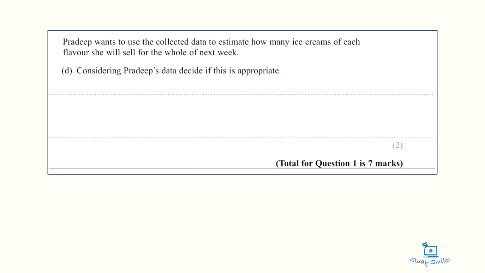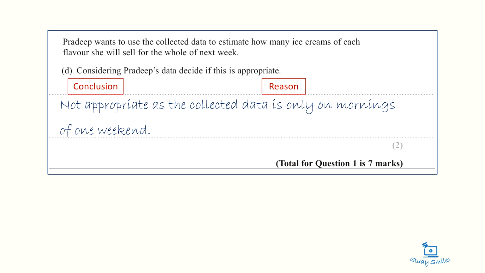Moving on to the last part of this question, Pradeep wants to use the collected data to estimate how many ice creams of each flavour she will sell for the whole of next week. And part D says, considering Pradeep's data, decide if this is appropriate, and that's for 2 marks. Now, to get the 2 marks here, you need to give a conclusion and a reason for this conclusion. So I'm going to say it is not appropriate as the collected data is only on mornings of a weekend. So my conclusion is no, it's not appropriate. And then I've said why I think this.